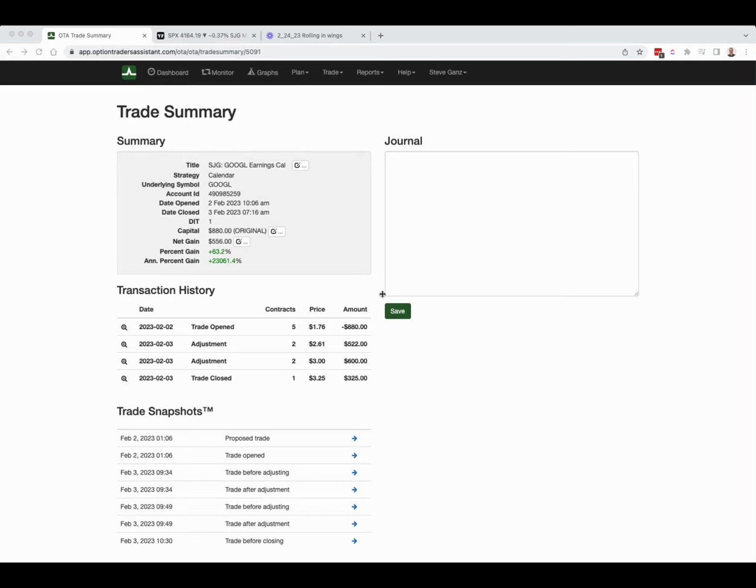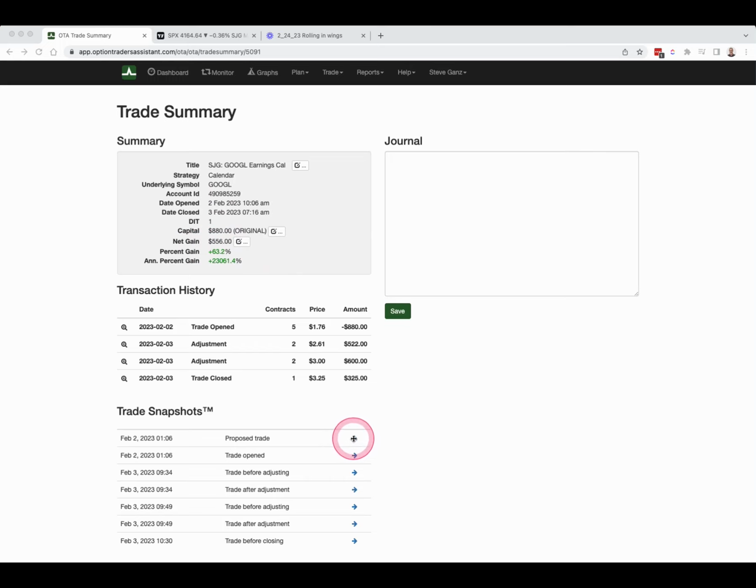All right, so in the prior video, you saw me kind of managing this Google trade a little bit. This is a Google earnings trade. Now I just want to walk through the play-by-play. This trade was open for less than 24 hours, and it generated a 63% return. We had $880 total risk in the trade, and we got $556 in profit after commissions, etc.